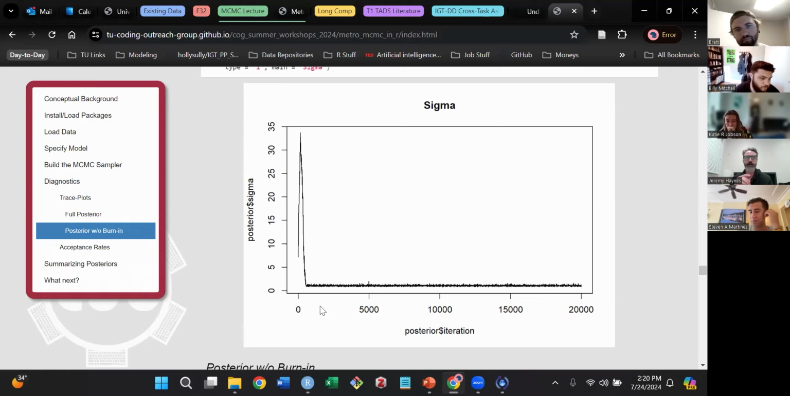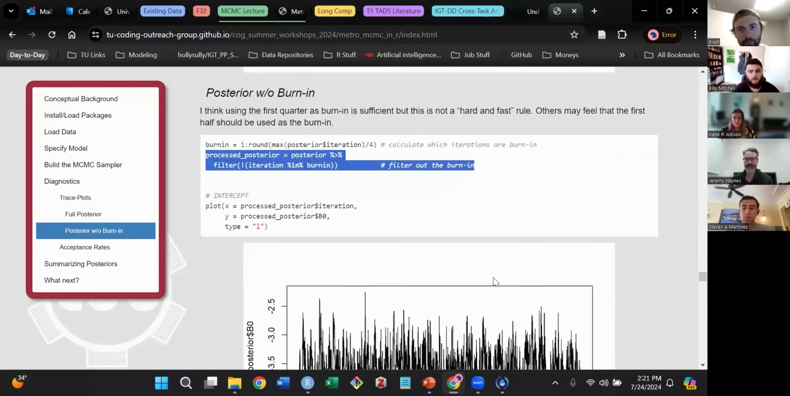In my personal opinion, if it takes 100,000 iterations to get to an estimate, there might be other issues going on. You could look at how quickly it gets to that point. It might be within the first couple hundred iterations that it gets to the equilibrium point, and then it's fine. So I'd say a quarter is probably good.